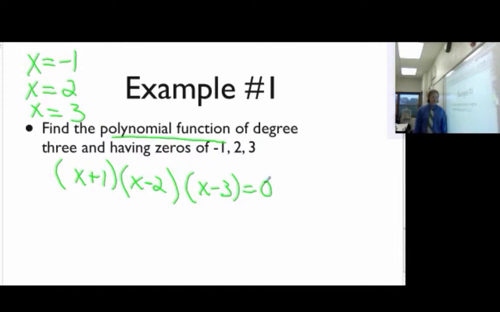Now what do you think we do? Multiply these back out? Yeah. Foil it back out? Yeah. Does that make sense? So first times first, x squared. Outer times outer, inner times inner, that's going to be minus x, and then minus 2. Is that okay? I did that in my head?